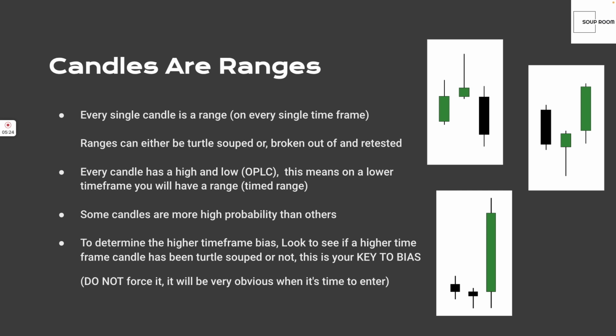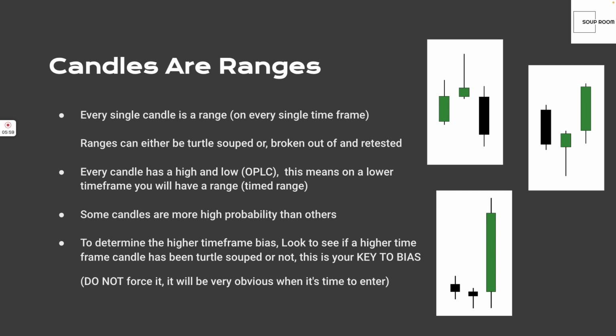Every single candle is a range. Ranges can either be turtle souped or broken and retested. Every candle has a high and low, so open, high, low, and close, or open, low, high, and close. This means on a lower time frame, you will have a range, a specific timed range. This is very important. Some candles are more high probability than others. These are the specific times of day that you need to be looking for.